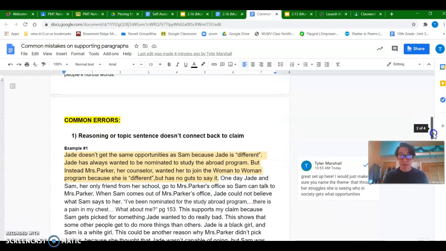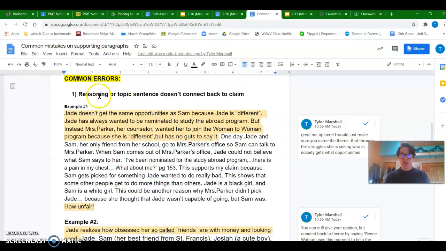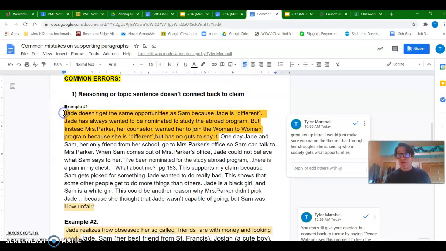So we're going to get into common errors here. First off, the most common error is that your reasoning or your topic sentence doesn't connect back to your claim. So these are great paragraphs. I want to be clear. They just have a little bit of an area of growth. So if you see your paragraph in the list of common errors, know that number 1, other people made this mistake and that's why I'm talking about it. And number 2, there's many, many strong things about your paragraph, or it wouldn't even be on this list for people to look at for possible improvements. So getting a little bit of feedback to grow is always a good thing.